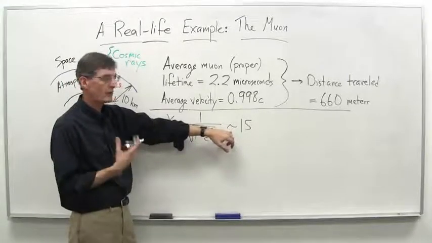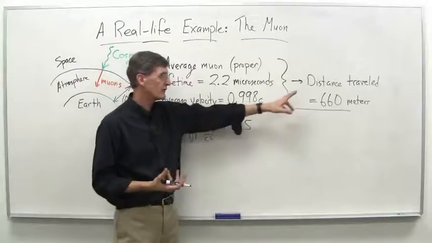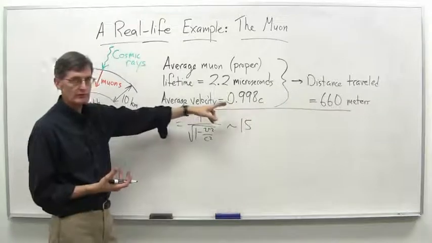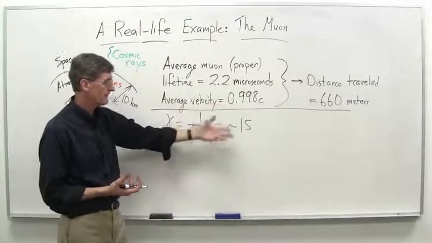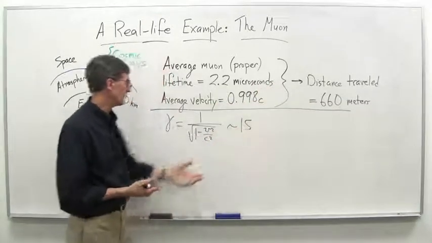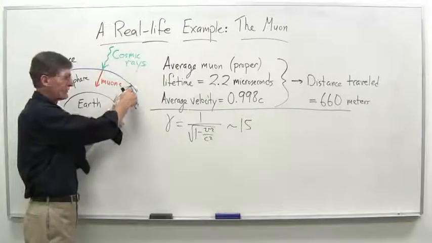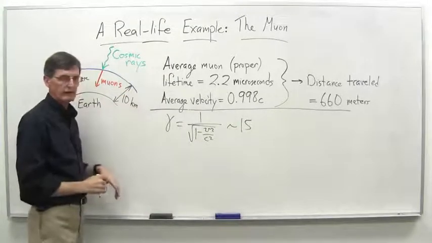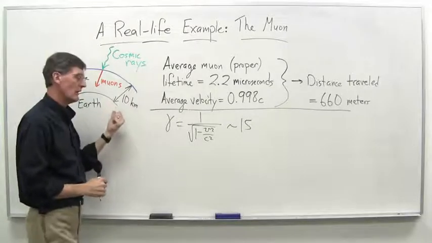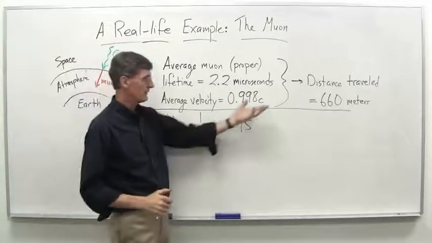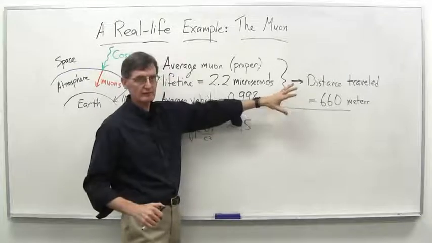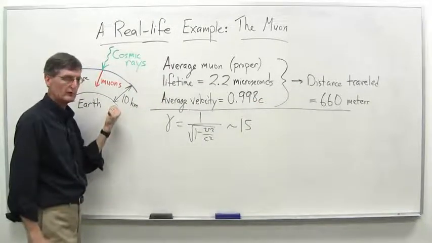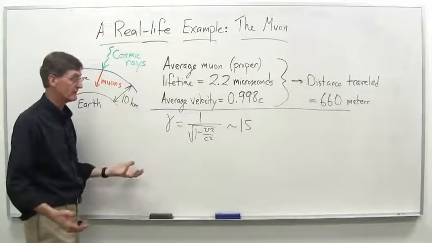And therefore, from our perspective, it will be able to travel 15 times longer than this calculation we showed right here. And clearly, 15 times 600 meters is going to give me plenty of distance for the muon to get down. Well, it'll be fairly close, but 15 times 660 gets you right around to 10,000 meters or so, and so we will see the muons at the surface of the Earth. So it makes sense then.